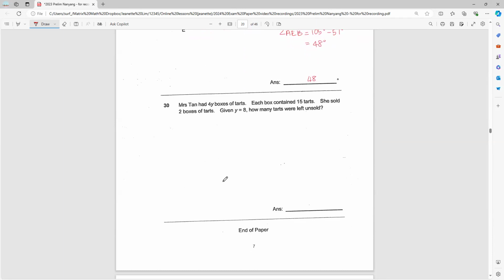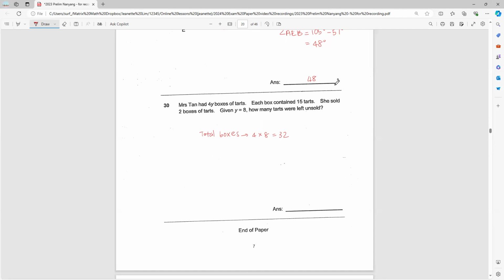Last question, question 30. Mrs. Tan had 4Y boxes of tarts. Each box contained 15 tarts. She sold 2 boxes of tarts. Given Y equals to 8, how many tarts were left unsold? Okay, Y equals to 8. Then let's find the total number of boxes at first. Total boxes, 4 times 8. So at first, there are 32 boxes.